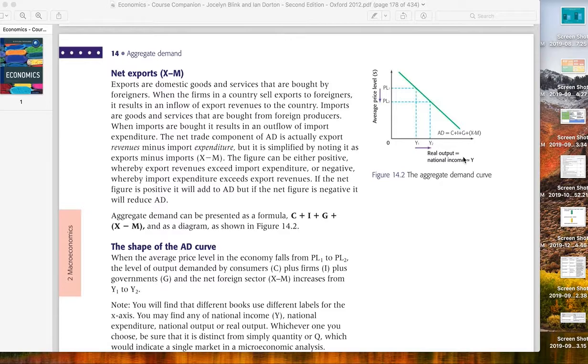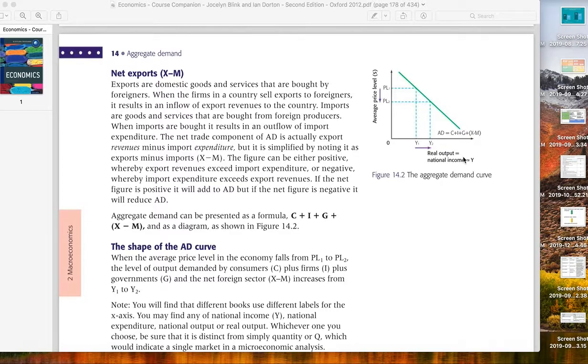Imports, on the other hand, are goods and services that are bought from foreign producers. So they're bought from the outside. When imports are bought, it's an outflow because you're spending money on stuff that you're getting from other countries, because you don't have that resource locally, or it's cheaper. There's a few reasons why. So the net trade component of aggregate demand is actually export revenues minus import expenditure.